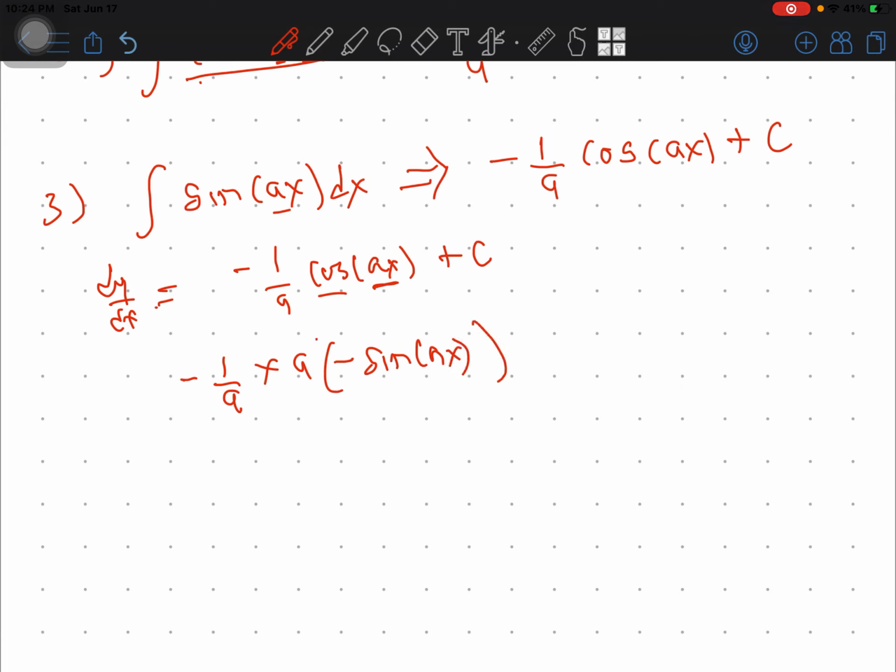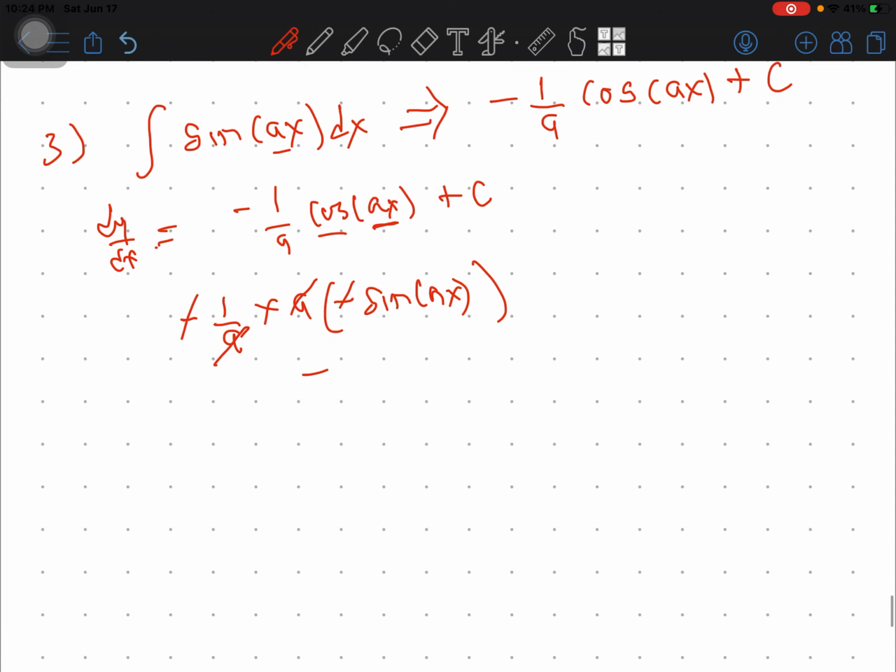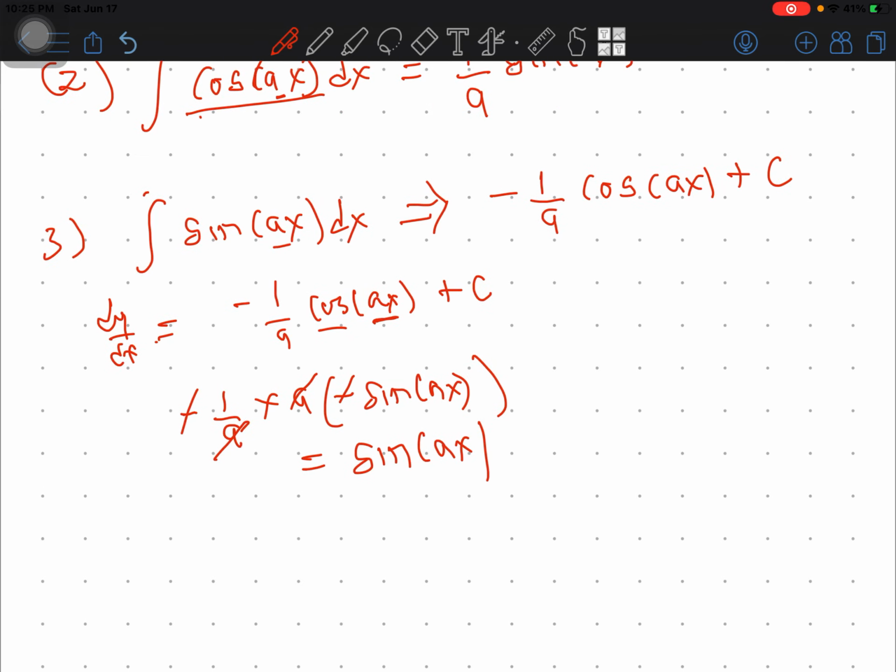And therefore, this a will cancel this a. This negative here will go for this negative here. And now finally, we are going to get our sine ax. So in this case, when we integrate sine ax, the result is negative 1 over a cos ax. So this one actually confirms this standard integral.